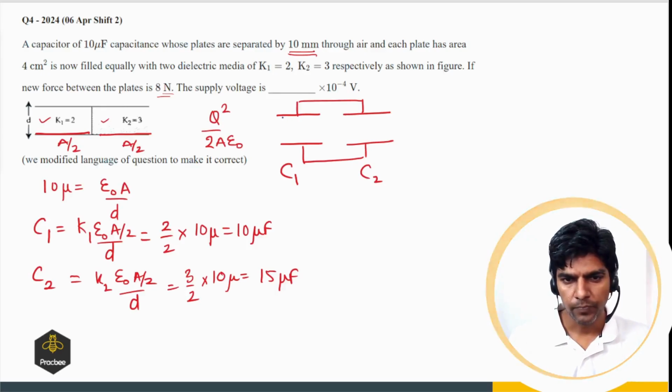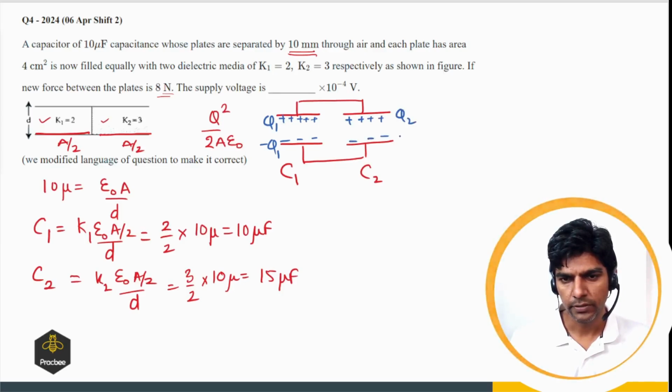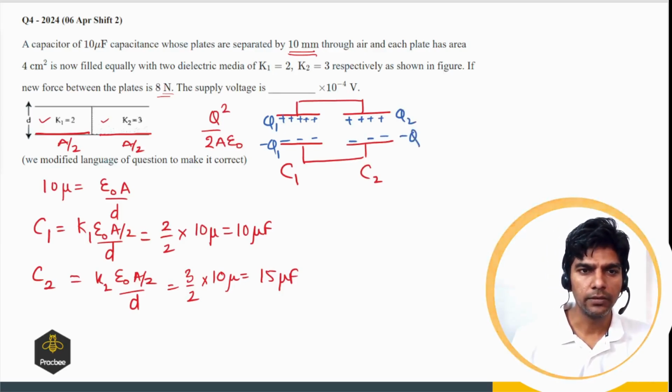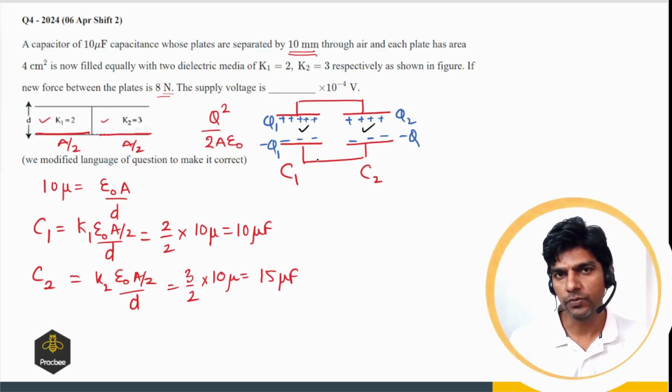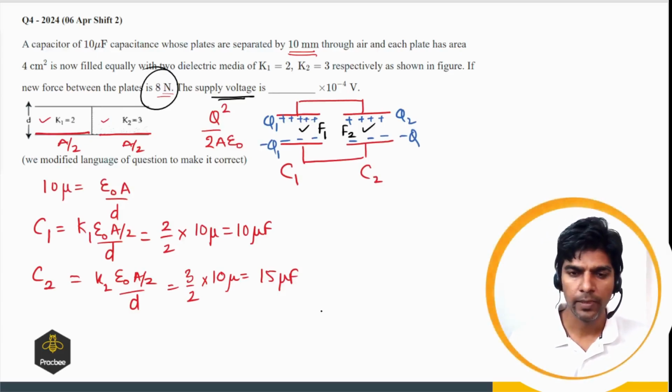capacitances. Now on this plate the charge is, let us say, q1. Here we have minus q1. On this plate the charge is q2. On this plate it is minus q2. Now let us find the force of attraction in both the capacitors, and then we can simply add the force of attraction, and that will give us the desired result, right? So we have to find the supply voltage, and the total force is given as 8 Newton. Let us say for the first capacitor the force is F1, and for the second capacitor it is F2.